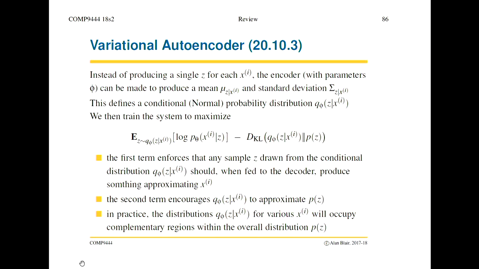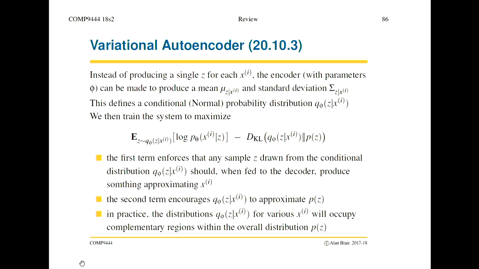So in the first term, if you feed in an actual image and it produces a latent variable, then if that latent variable is fed into the decoder, it should produce something that approximates the original image. So it has to reproduce the original data.